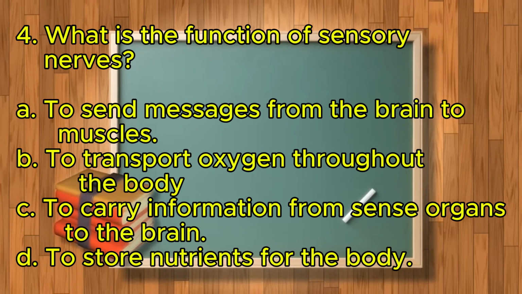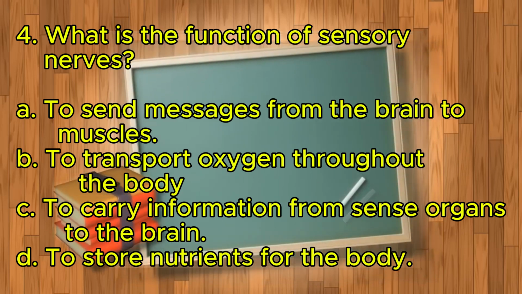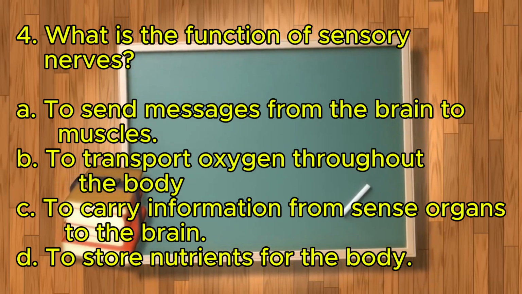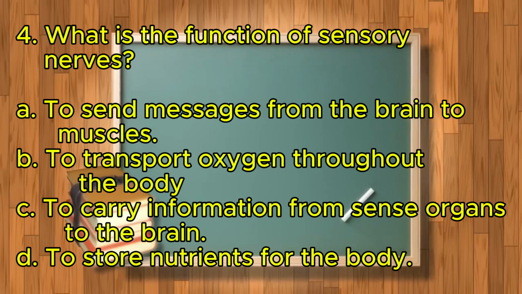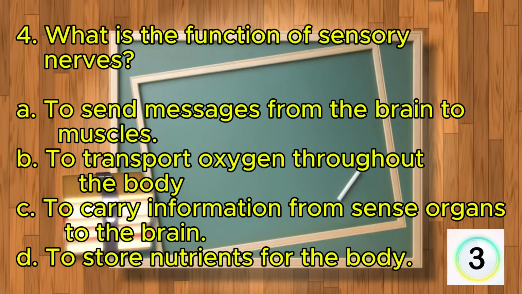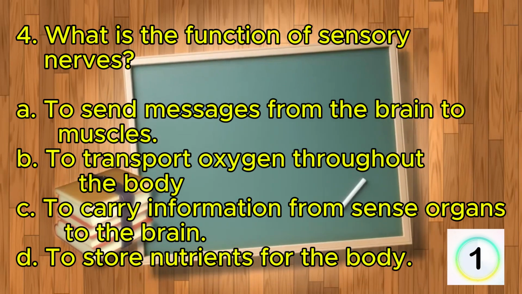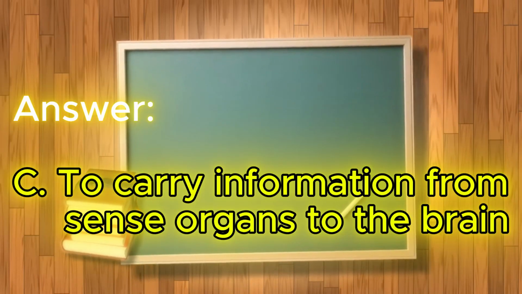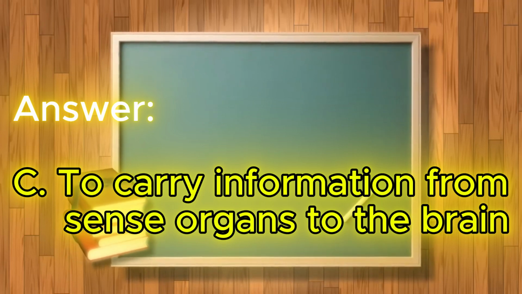A. To send messages from the brain to muscles. B. To transport oxygen throughout the body. C. To carry information from sense organs to the brain. D. To store nutrients for the body. Answer. C. To carry information from sense organs to the brain.